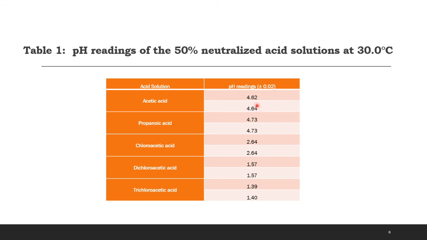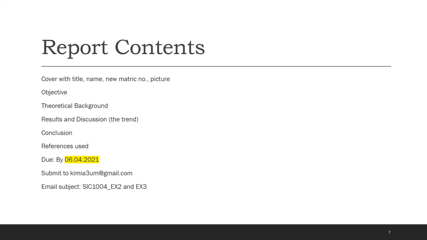All you need to do is take the average. You can see here that the student took the second and the third titration only, so you take the average of these. With that, convert it to Ka and report on the trend.